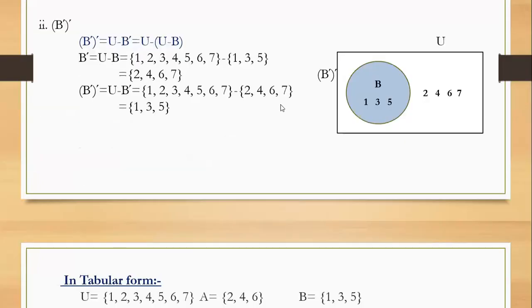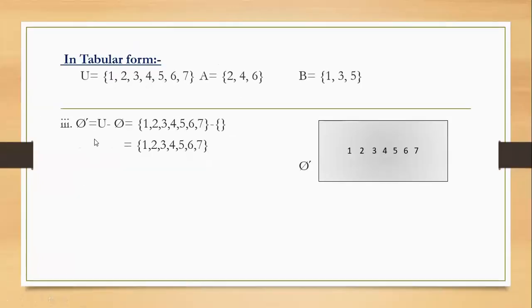Okay, now part 3 is there. Phi dash. Phi dash means U minus null set. Copy down U minus null set. U minus nothing will give you the answer U. Obviously, just like U minus 0 gives you the answer U, in the same way, U minus null set will give you the answer, the whole universal set. Here you can say that phi dash gives you the answer U.